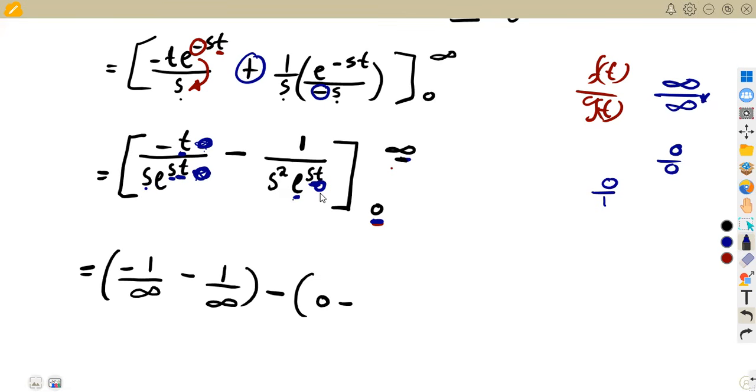So we're going to have e to the exponent of 0, which is 1. So we're going to have 1 over s squared, because s squared times 1 is going to remain like that. So you're going to have minus 1 over s squared like this.